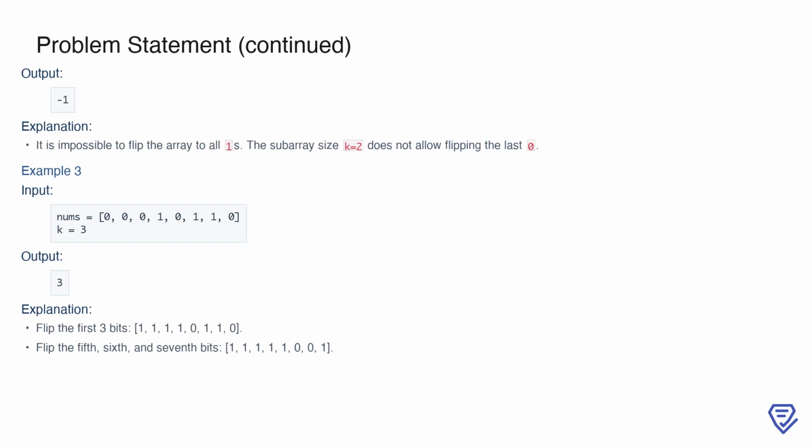Finally, we flip the subarray starting at the 6th bit, which flips the last 3 bits, resulting in [1, 1, 1, 1, 1, 1, 1, 1]. All elements are now 1, and the total number of flips required is 3. Thus, the output for this example is 3.